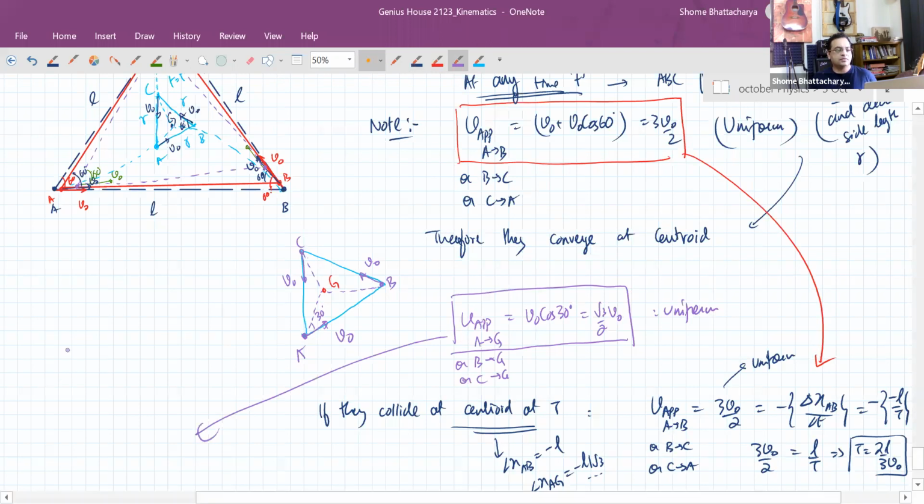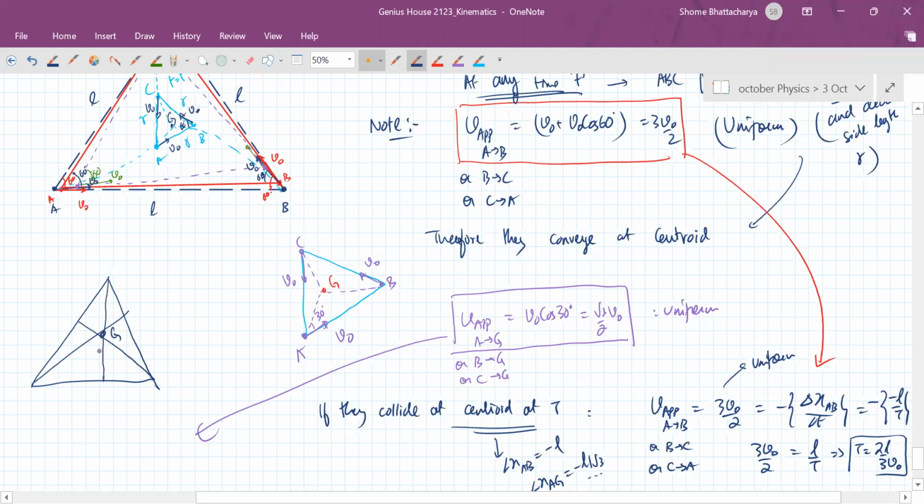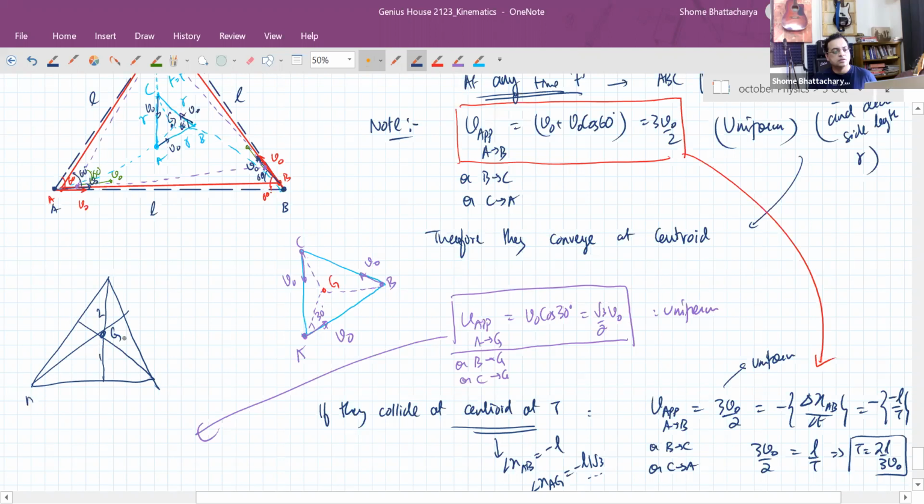Now for this fact, you have to understand that when we draw an equilateral triangle, the altitudes cut in the ratio of 2:1 at the centroid. This is a fact that you know. It is a 2:1 ratio, right? So the distance AG, for example, will be equal to the distance BG or CG, and that will be 2/3 of the altitude.